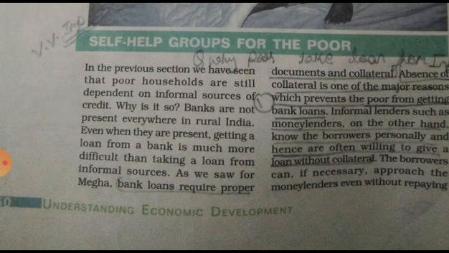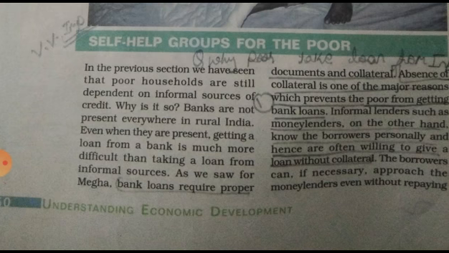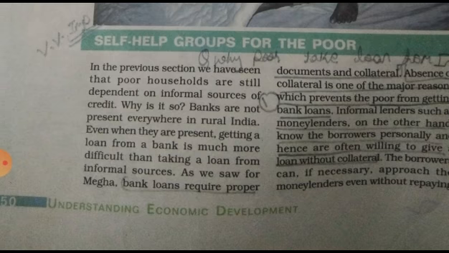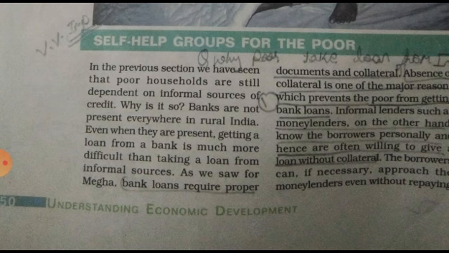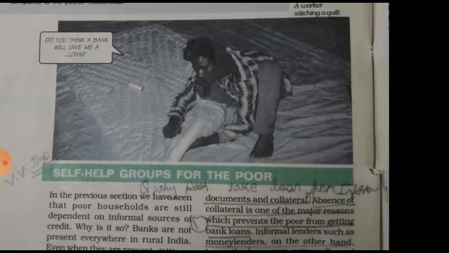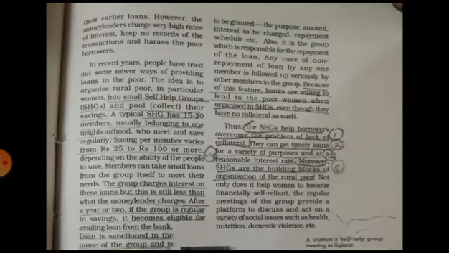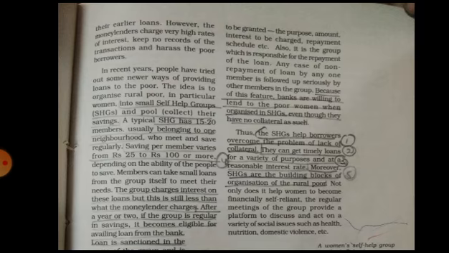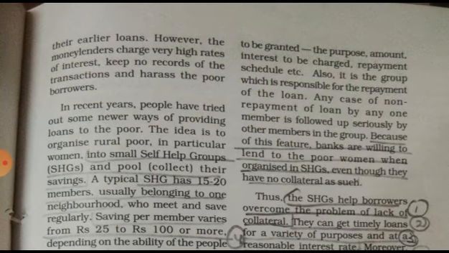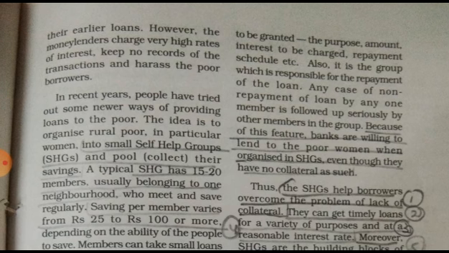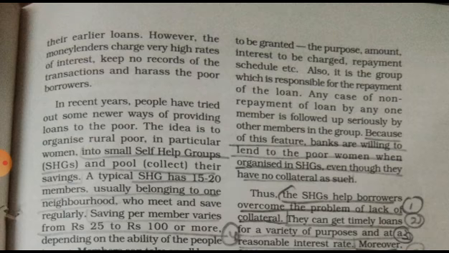Moneylenders are familiar. Borrowers can, if necessary, approach the moneylender even without repaying their earlier loans. However, moneylenders charge a very high rate of interest, keep no records of the transaction, and harass the poor borrowers. So in recent years, people have tried out some newer ways of providing loans to the poor.